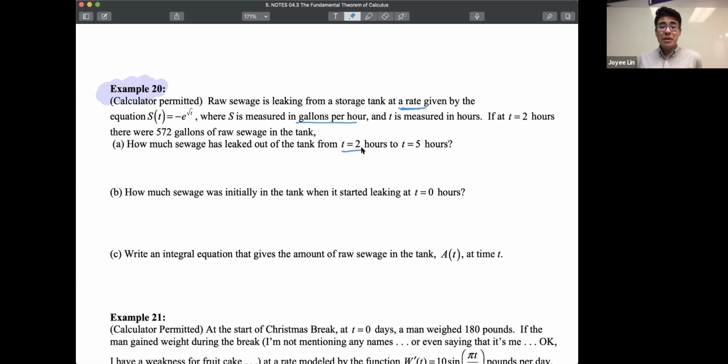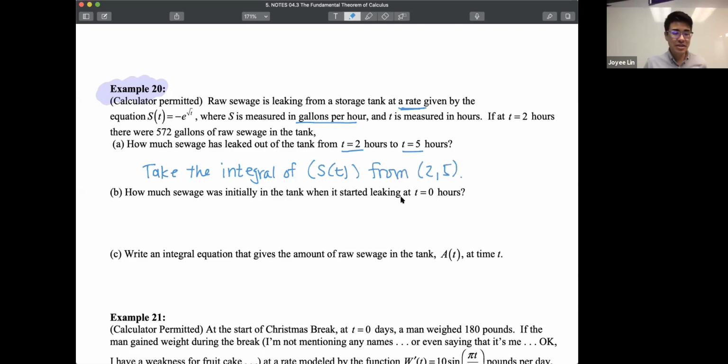So we're given the boundaries, right? How much sewage is leaked out between those 2 hours? So we could say take the integral of S of t from 2 to 5, right? You could write something like that as a full sentence.